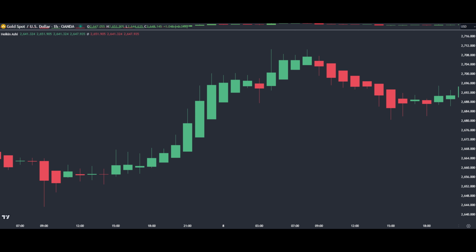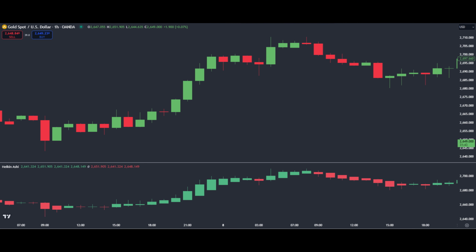Let's jump into a practical example. Suppose we're looking at a Heikin Ashi chart of the gold and USD pair. We've been seeing consistent green candles with very small lower shadows, indicating a strong bullish trend. At this point, we could enter a buy position, as the market is showing clear upward momentum. We could wait for a pullback to enter our trade as shown in the chart.